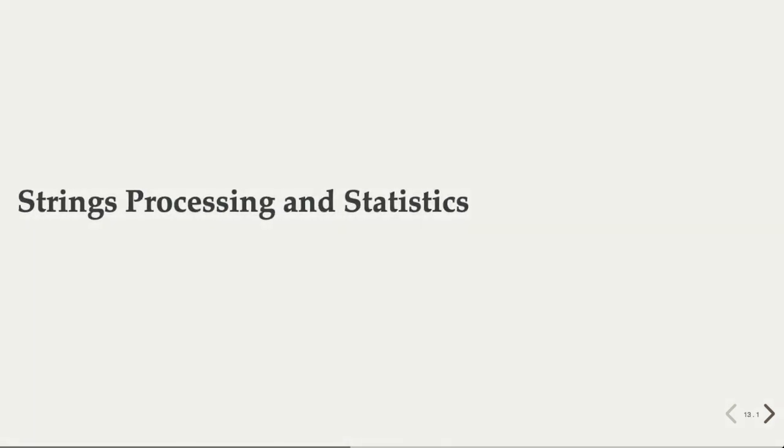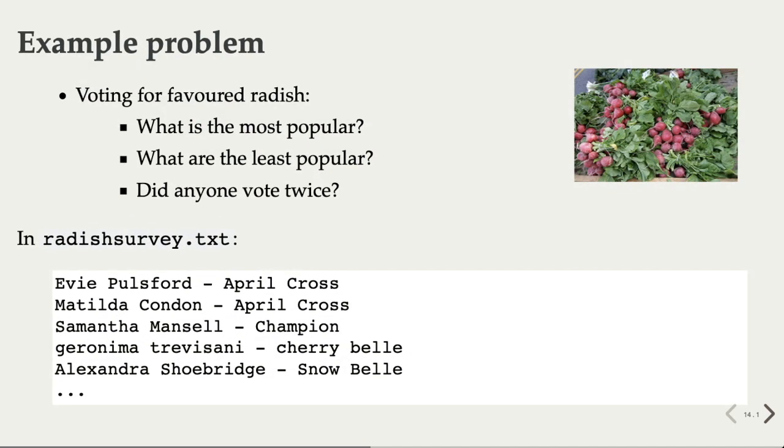Now that we can write text files, there is a lot we can do to process data in the text. The example here is a survey about the types of radish people like. In this survey data of radish votes, each vote is recorded in the format of the name of the person followed by the name of the radish. And there's a delimiter, hyphen or minus, to separate the two.